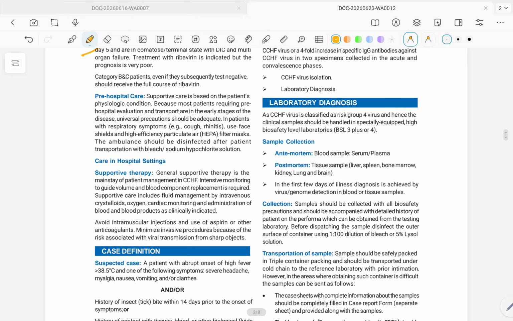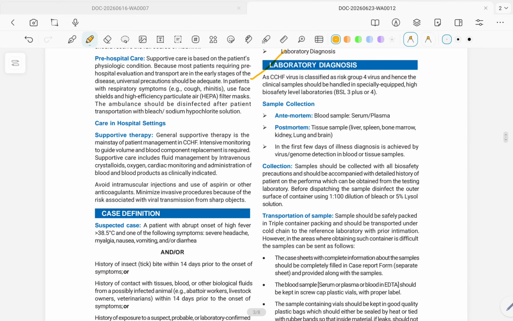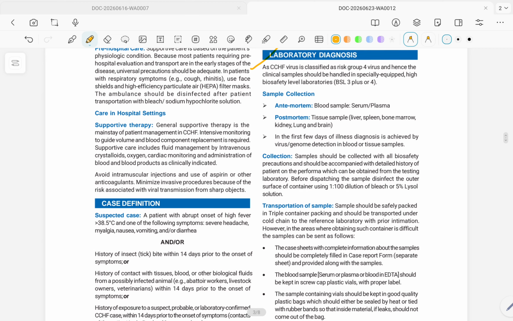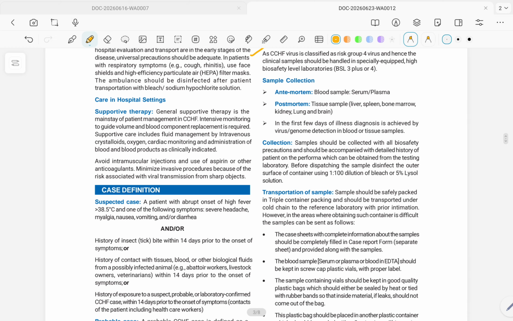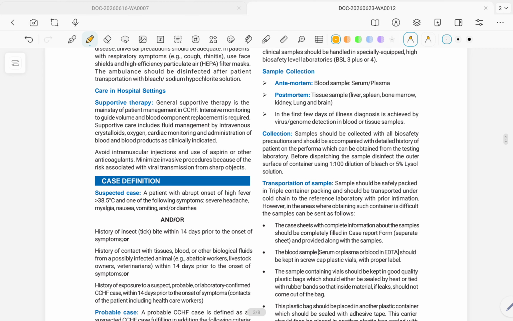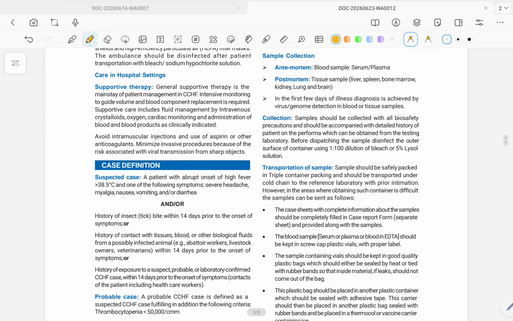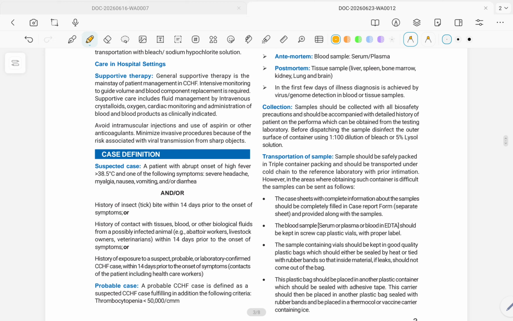CCHF virus isolation. Laboratory diagnosis. As CCHF virus is classified as a risk group 4 virus, clinical samples should be handled in a specially equipped high biosafety level laboratory. Sample collection: antemortem blood sample, serum or plasma; postmortem tissue sample: liver, spleen, bone marrow, kidney, lung, brain. In the first few days of illness, diagnosis is achieved by virus or genome detection in blood or tissue sample.